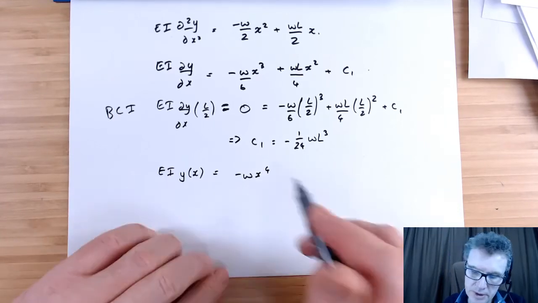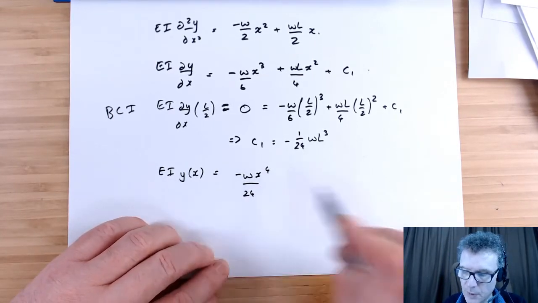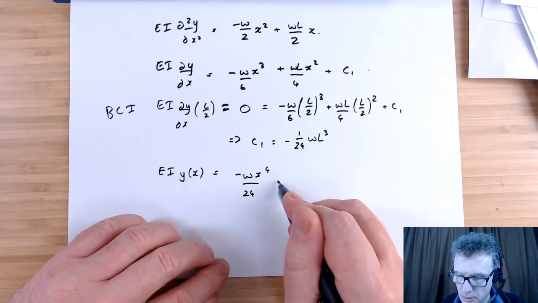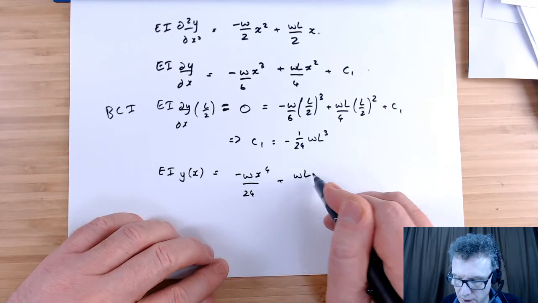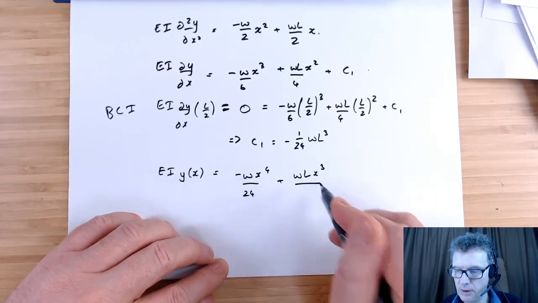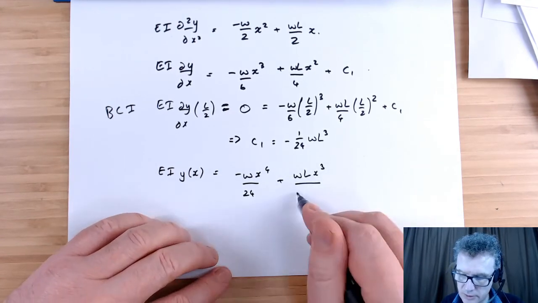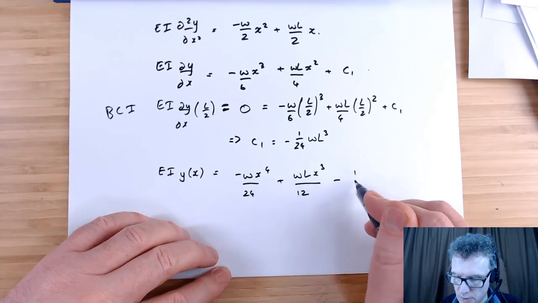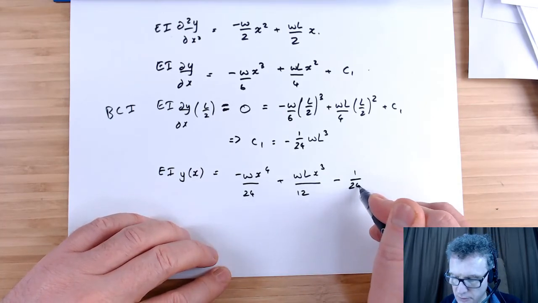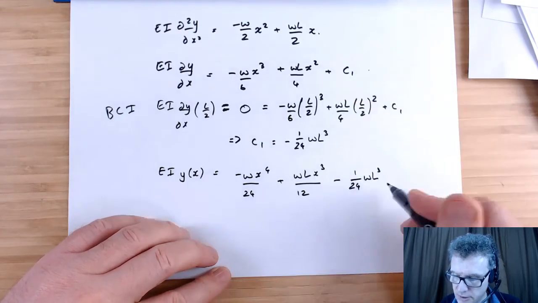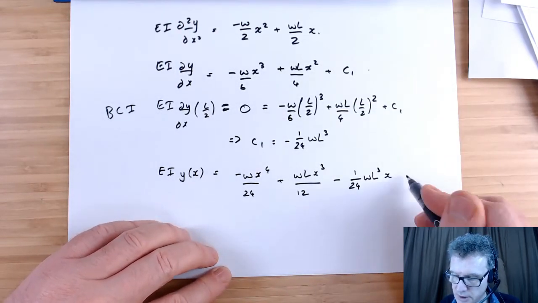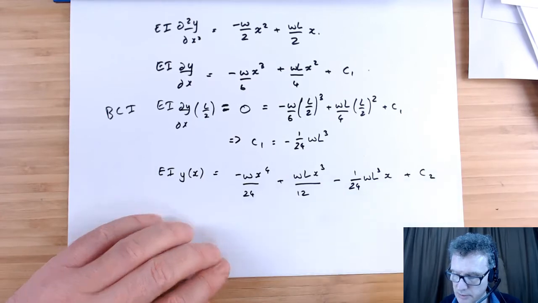4 times 6 is 24. Plus WL x to the power 3. 3 times 4 is 12. Minus 1/24 WL cubed, so that's a constant, times x, and then we get our second constant.